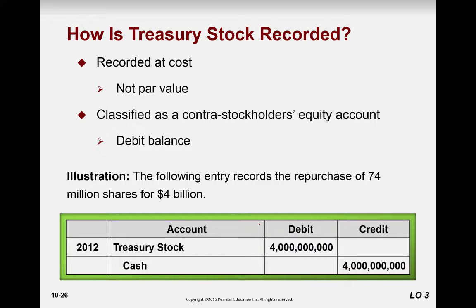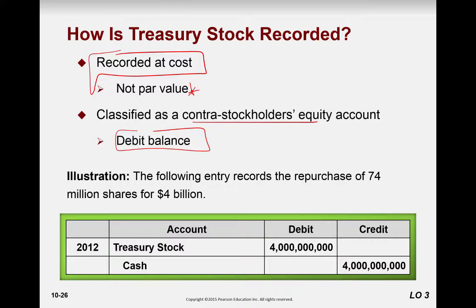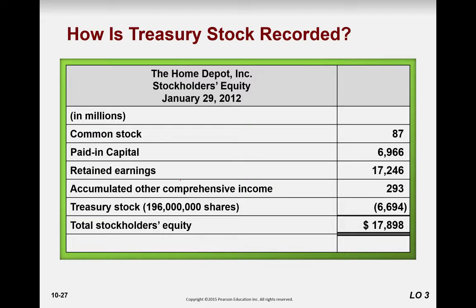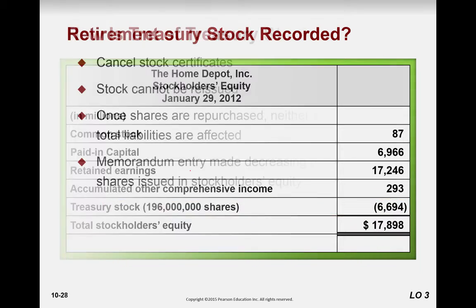So what you would have to do there, it is always recorded at cost, not the par value when it comes to treasury stock. And basically treasury stock is a debit balance. It is a contra equity account. And you see here, if we record 74 million shares at 4 billion, we're actually recording the 4 billion as our debit to treasury stock and our credit to cash. And how we record that on the balance sheet, as you can see here, is our 196 million shares, and here is our, and it's reduced, right? So it's a debit balance in our treasury stock account.